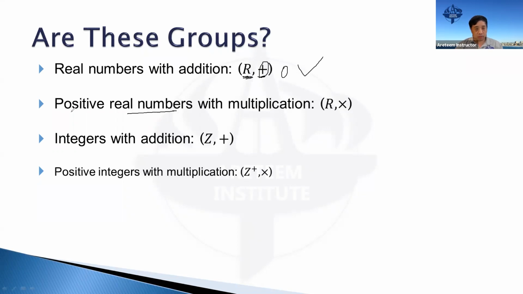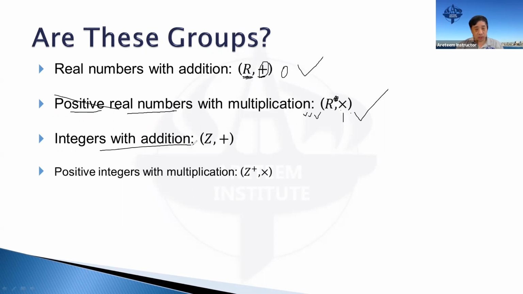Now let's look at positive real numbers with multiplication. Is it closed? Yes. Associative? Yes. The identity for multiplication is 1, because 1 times anything is that number. And is there an inverse? Inverse means reciprocal, yes. So this is a group. But if I say not positive, just real numbers, then it's no, because 0 doesn't have an inverse, so that's no.